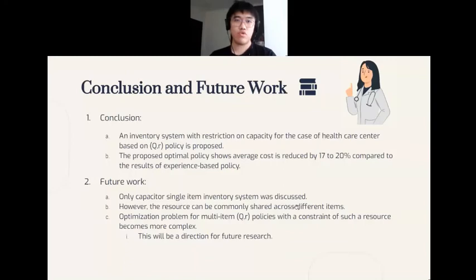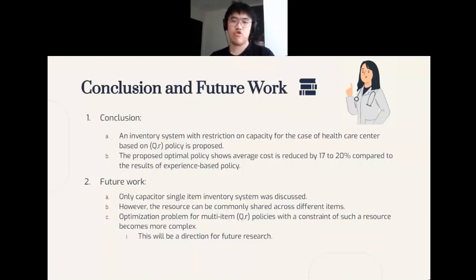We have come to the conclusion for our presentation. An inventory system for the case of the healthcare center based on the QR policy is proposed. This policy is expected to reduce the average cost by 17 to 20% compared to before.